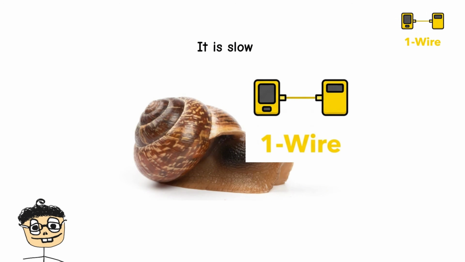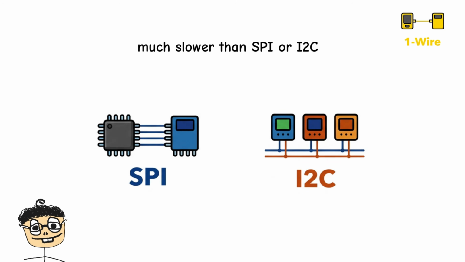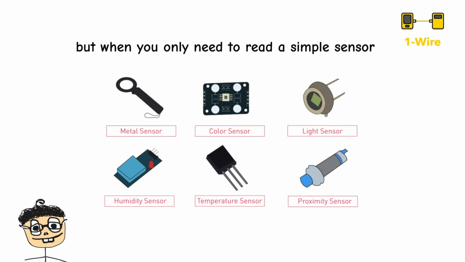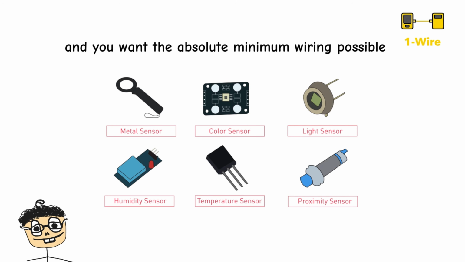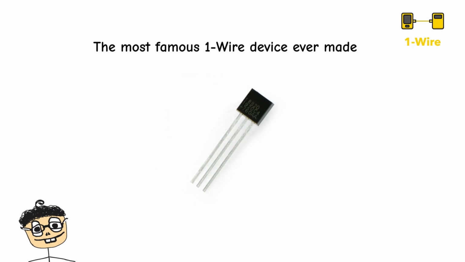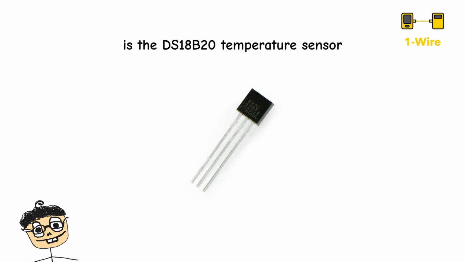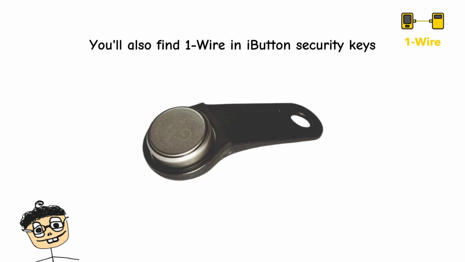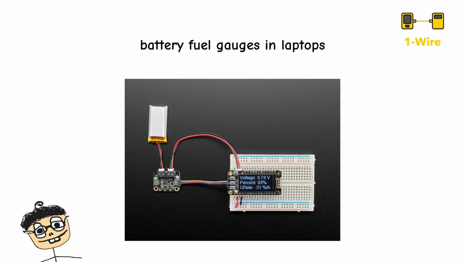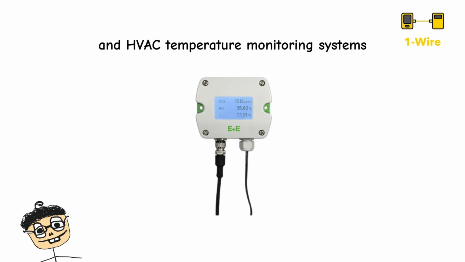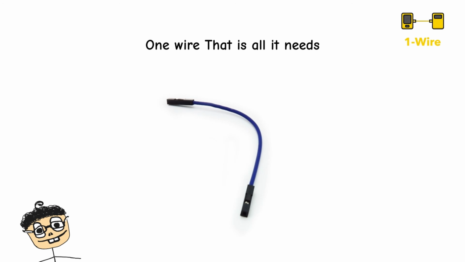It is slow, much slower than SPI or I2C, but when you only need to read a simple sensor and you want the absolute minimum wiring possible, nothing beats it. The most famous one-wire device ever made is the DS18B20 temperature sensor. You'll also find one-wire in I-button security keys, battery fuel gauges in laptops, and HVAC temperature monitoring systems. One wire, that is all it needs.